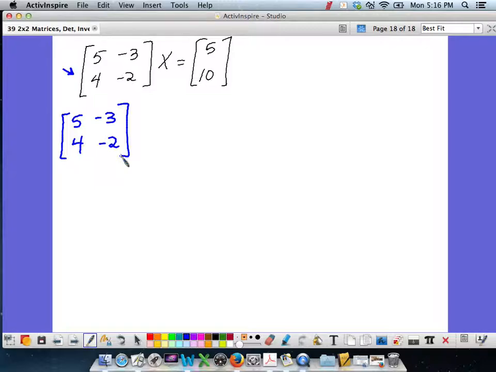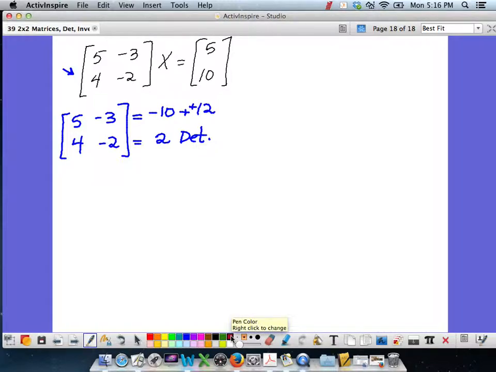the inverse. So to find the determinant, 5 times -2 is -10 minus -3 times 4, which is -12, and of course minus the negative is plus a positive. So my determinant is 2. This is my determinant. That leads me to looking for the inverse.